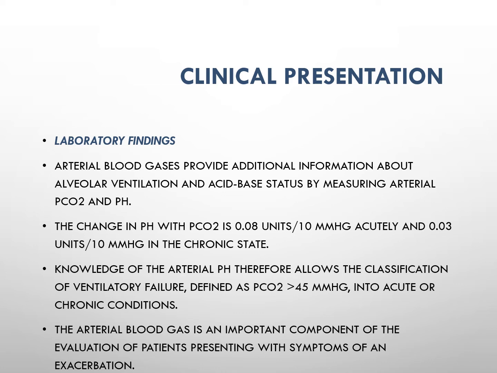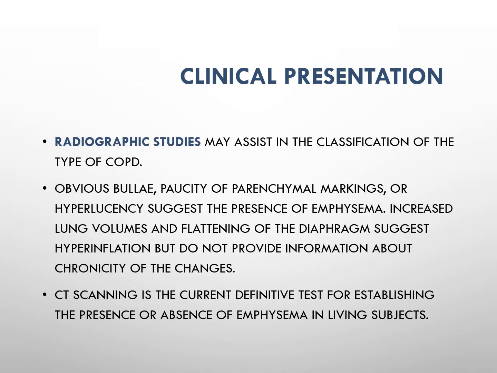Arterial blood gases provide additional information about alveolar ventilation and acid-base status by measuring arterial PCO2 and pH. The change in pH with PCO2 is 0.08 units per 10 millimeters of mercury acutely and 0.03 units per 10 millimeters of mercury in the chronic stage. Knowledge of the arterial pH therefore allows the classification of ventilatory failure, defined as PCO2 more than 45 millimeters of mercury, into acute or chronic conditions. The arterial blood gas is an important component of the evaluation of patients presenting with symptoms of an exacerbation.